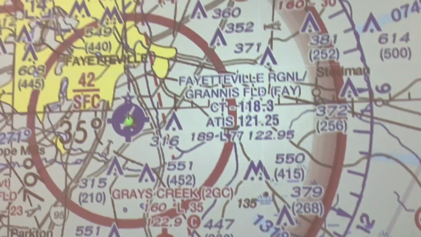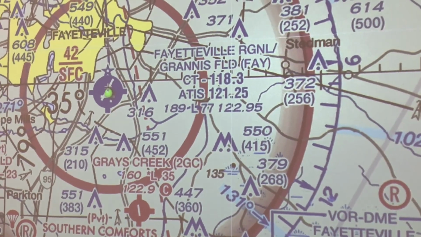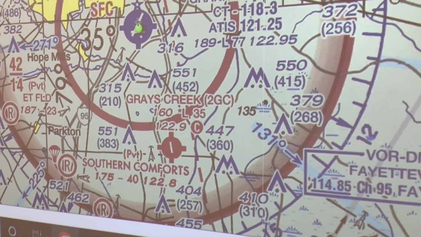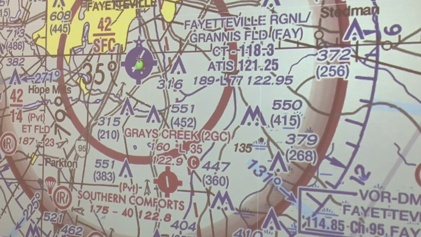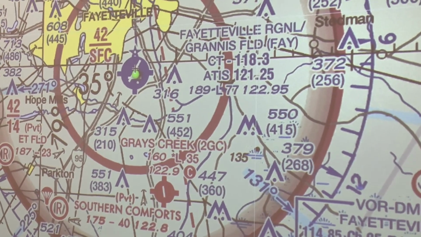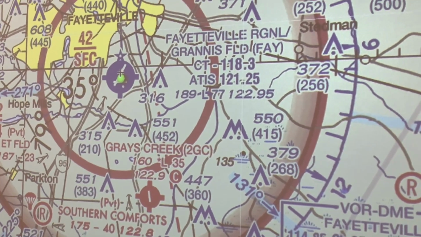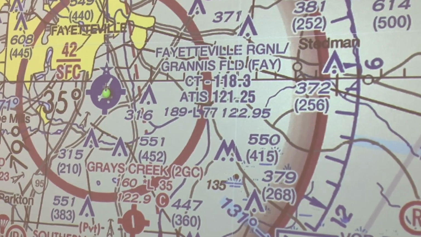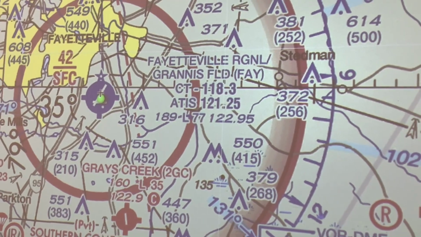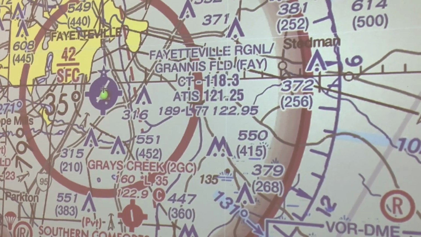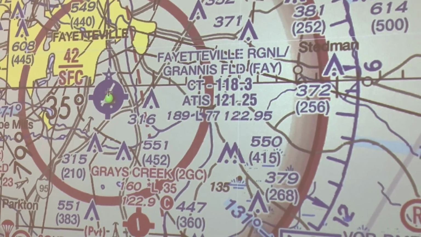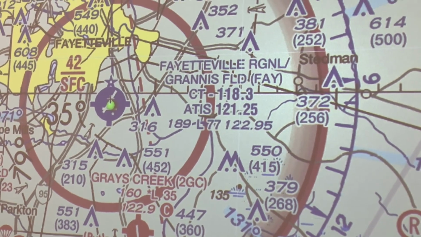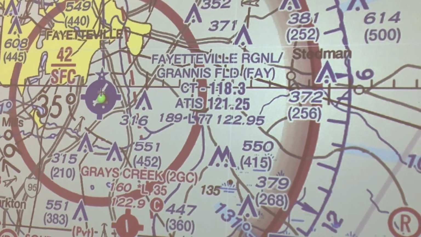Here I have pulled up Fayetteville Regional Airport and Grays Creek Uncontrolled Airport, two airports, and I'm going to focus on the frequencies we have here for them. One is a Class Golf, which is Grays Creek, and Class Charlie for Fayetteville. We have a control tower frequency, which is 118.3, and that's what we would use to speak to the tower.